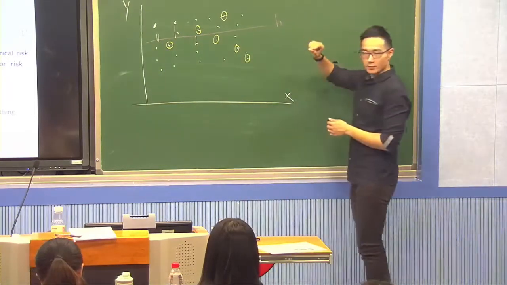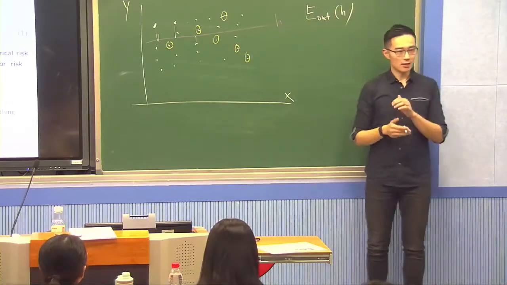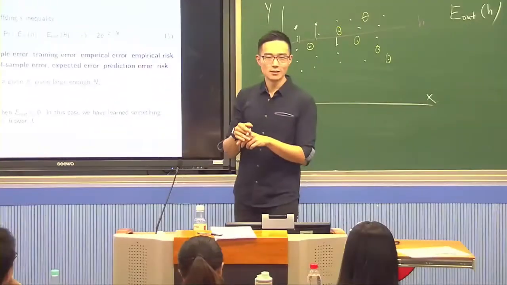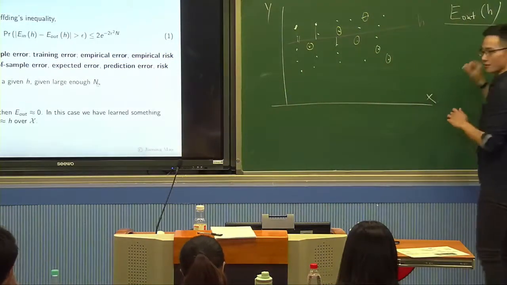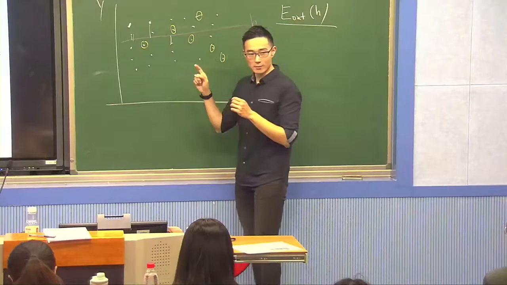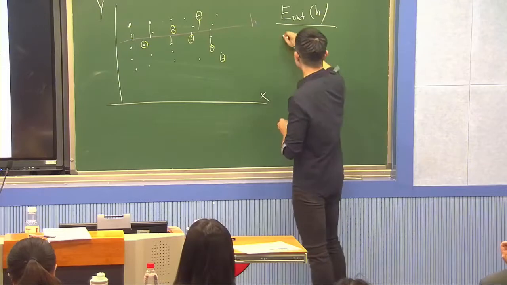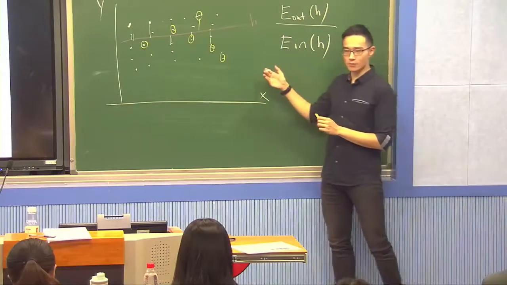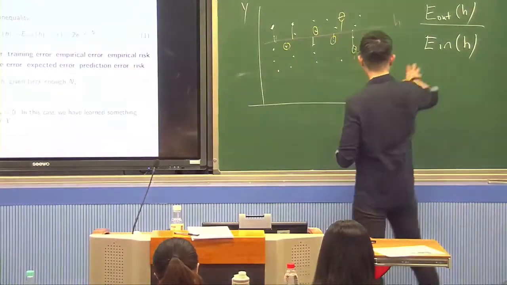The error I'm making in the underlying data, we call it E out of H, out-of-sample error. There are many different names: out-of-sample error, prediction error, true error, expected error, whatever have you. We're going to stick with out-of-sample error. The error I make on the data I actually observe, I call the in-sample error. The in-sample error is also called empirical error, again many different names, or training error. Oh, this is test error.